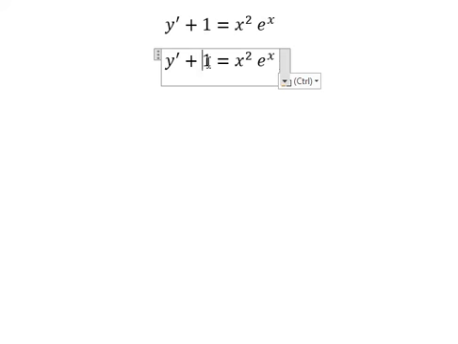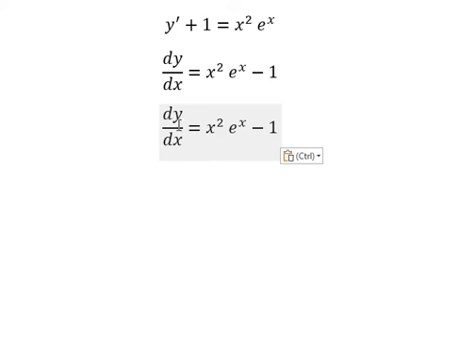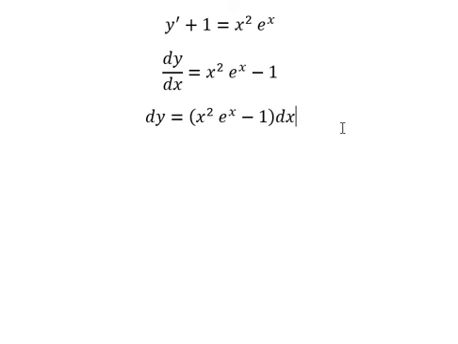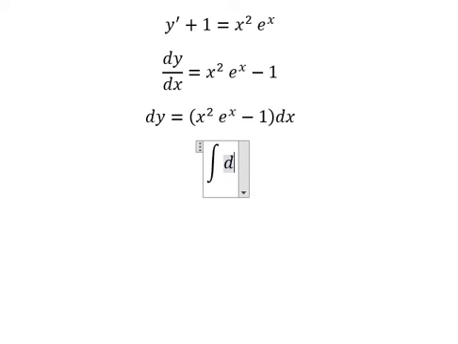I will put number 1 to the right. This one we change to dy over dx. Next, dx I will put on the right. Next, I will put the integration for both sides.